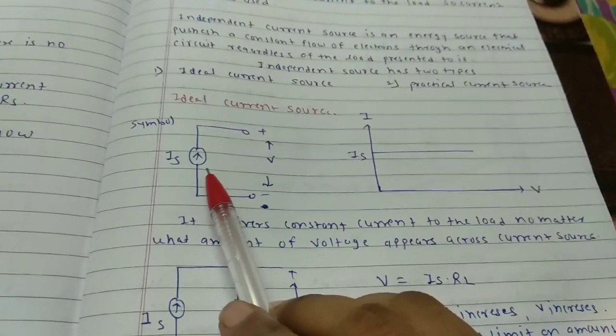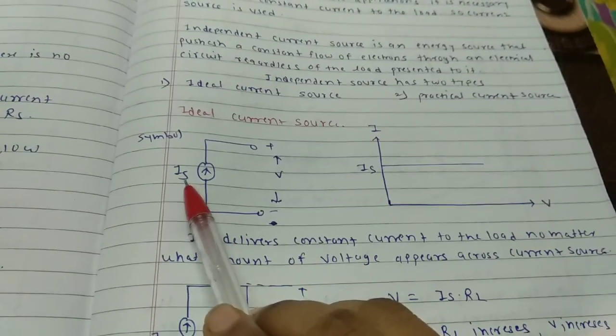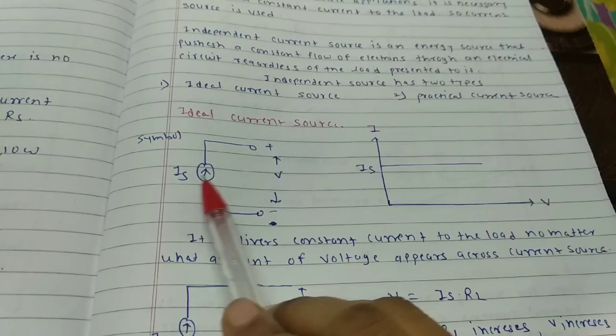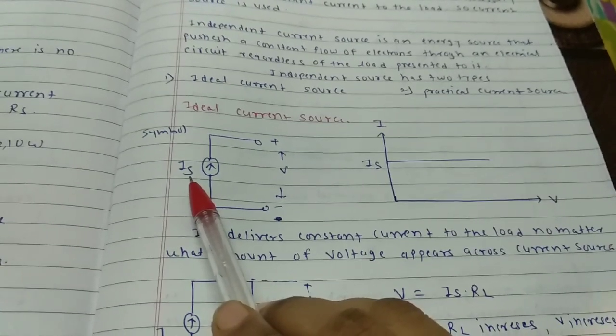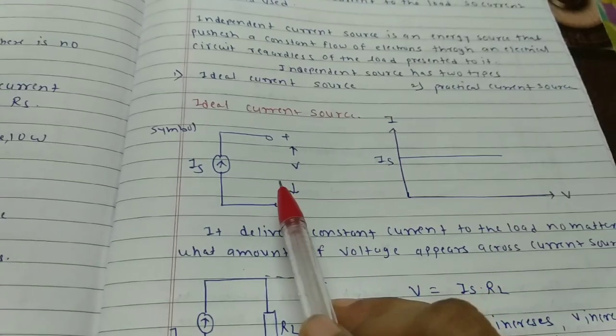So this is the symbol of the ideal current source. Is is the label for the ideal current source. So this is the ideal current source which provides a constant current. Okay, and V is the voltage across this terminal.